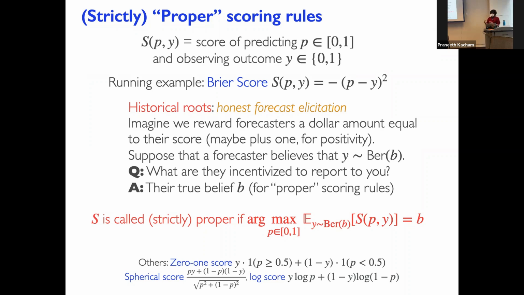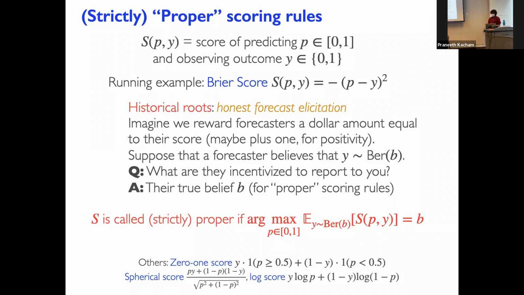Strictly proper meaning that only B maximizes that expected reward. If it's proper, B and other things could all maximize their expected reward. So in this case, the 0-1 score is ambivalent to where you predict above 0.5. So if you believe the truth is 0.6, you could say 0.7, you could say 0.65, you'll get the same reward. So it's proper, but not strictly proper.